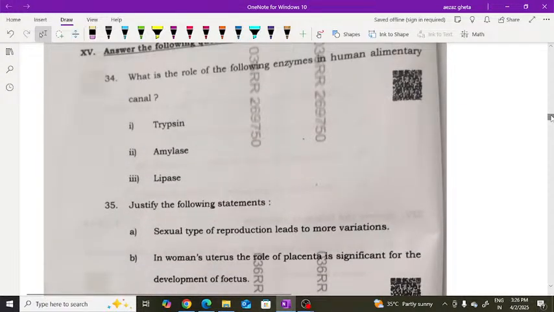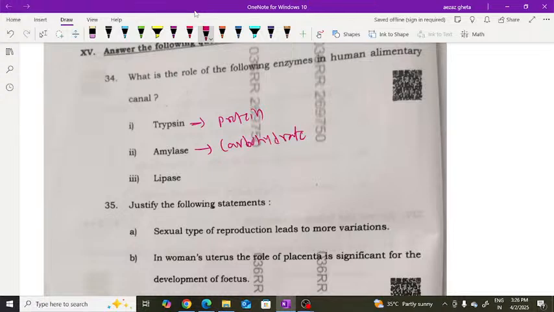Write the role of the following enzymes in the human alimentary canal. Trypsin: what is the role of this enzyme? Trypsin is responsible for digestion of protein. Amylase digests carbohydrates. Lipase digests lipids or fats. Okay, very good.